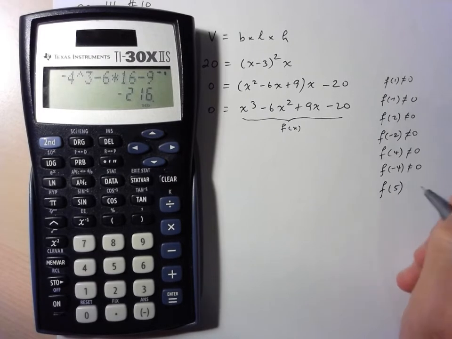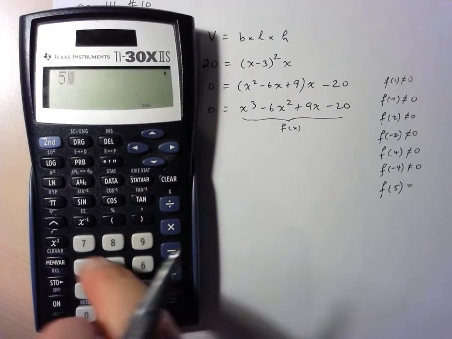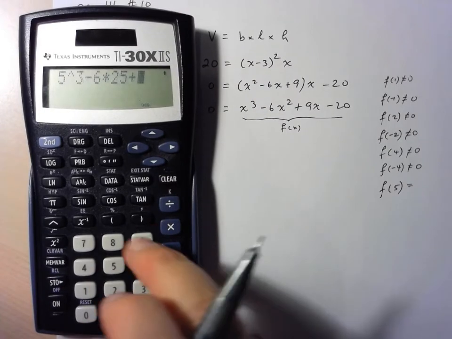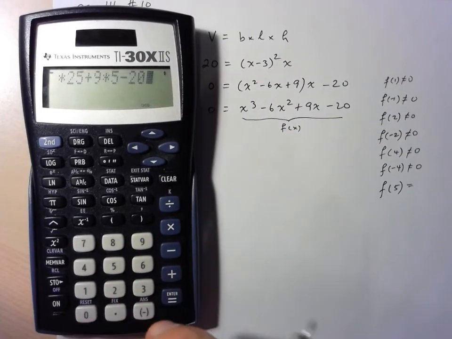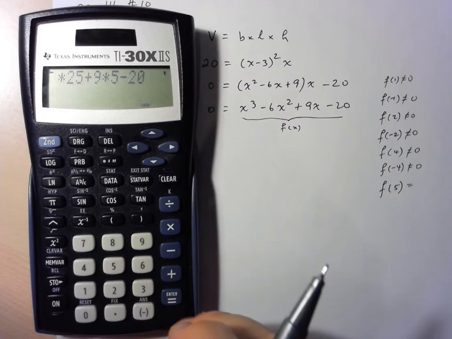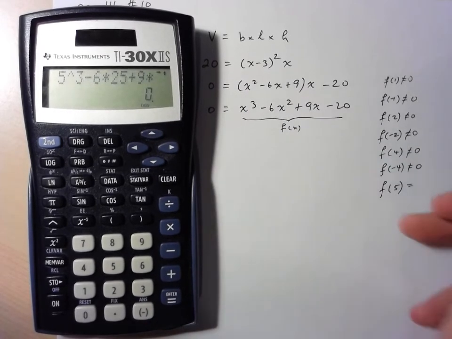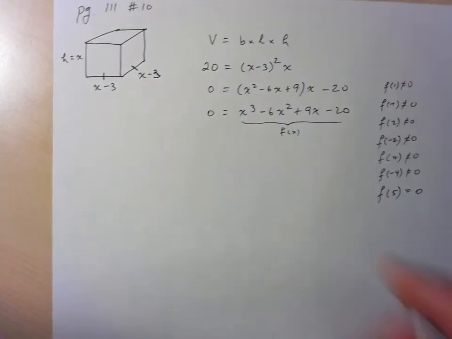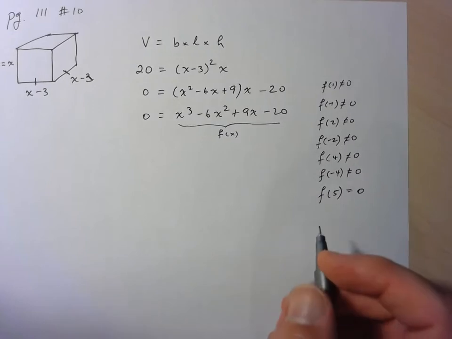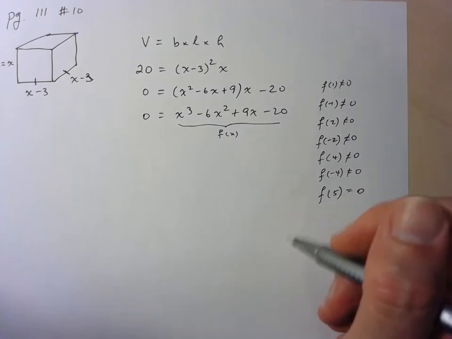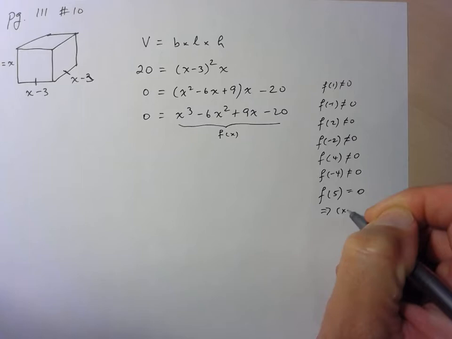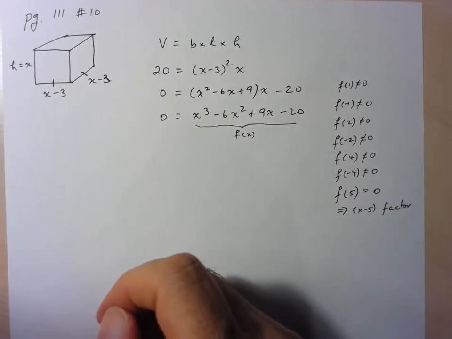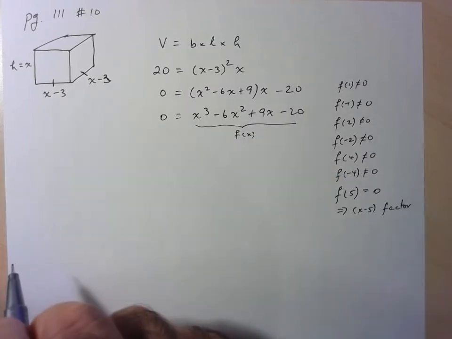So let's hope 5 does the trick. Let's see what happens. 5 cubed minus 6 times 5 squared is 25, plus 9 times 5 minus 20. Let's hope that works. And there you go, 0. Perfect, finally. So this was a bit of an annoying one, but hey, you just go through them, okay? You try to do it as quickly as you can. So now, what we have is that x minus 5 is a factor, okay? And so I'm just going to divide out x minus 5 from this polynomial here.